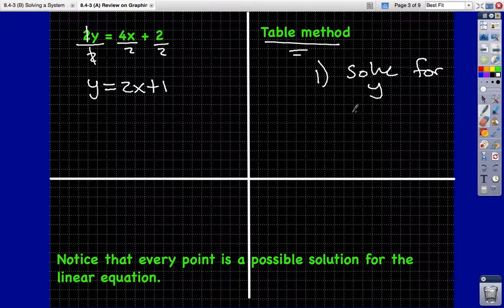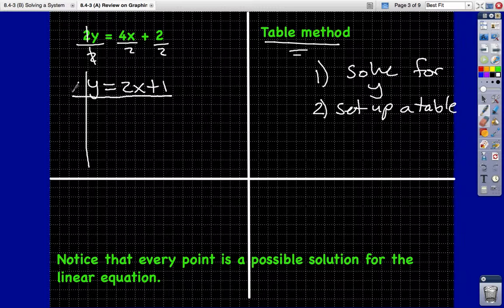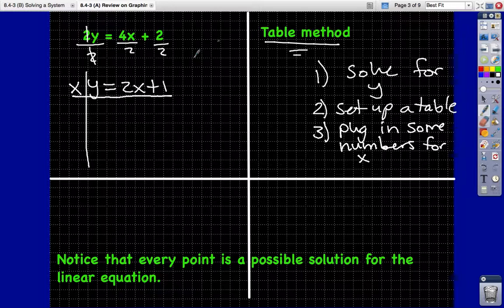Now from here, the next step for this method is to set up a table. That can be really simple. You can keep your table neat and clean. And then the third thing you're going to do is plug in some numbers for x. They can be any numbers. You just want to pick numbers that are going to be on your graph.